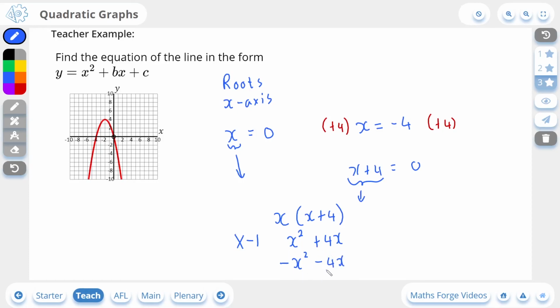Now this is the expression for a negative quadratic. So if we say y is equal to this, we now have a quadratic equation. And if we check our answer, there it is. The equation for this graph is y is equal to -x squared minus 4x. And that's it for our lesson on quadratic graphs.